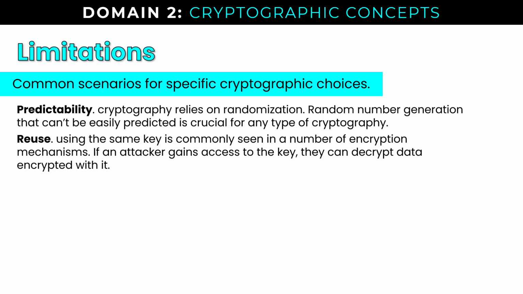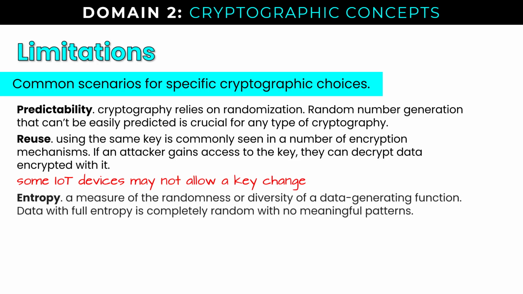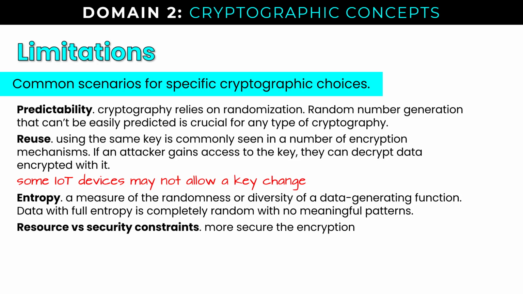Reuse. So using the same key is commonly seen in a number of encryption mechanisms, and if an attacker gains access to the key, they can decrypt data encrypted with it. And some IoT devices may not allow a key change, which means we have to store those keys very securely. Entropy. So this is a measure of the randomness or diversity of a data generating function. So data with full entropy is completely random with no meaningful patterns that can be discovered.